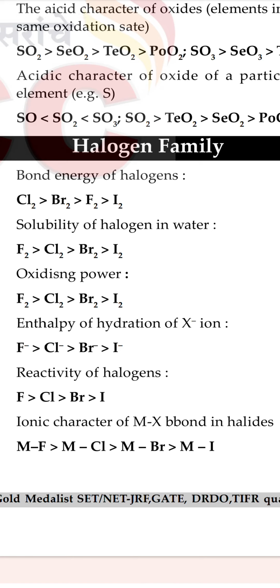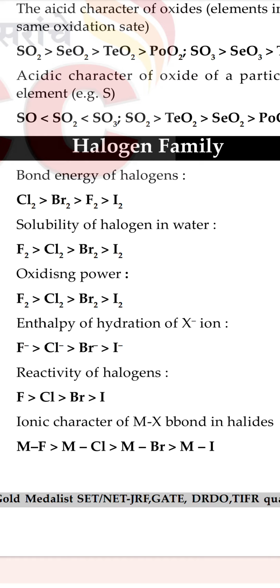Halogen family important lines. Bond energy of halogens: chlorine, bromine, fluorine, iodine. Fluorine is not highest, remember. Solubility of halogens in water: down the group decreases. Oxidizing power: down the group decreases. Enthalpy of hydration of X minus ion: down the group decreases.